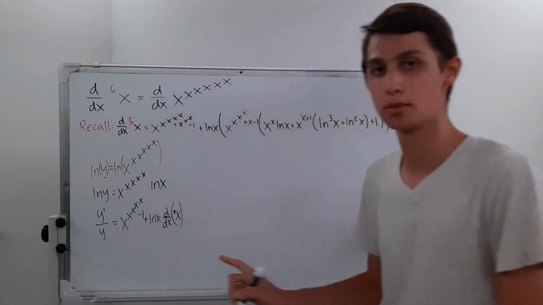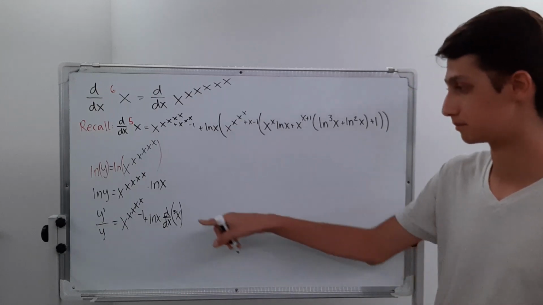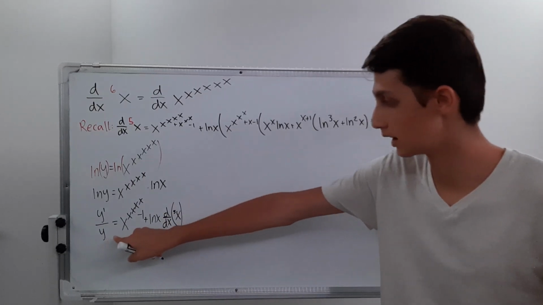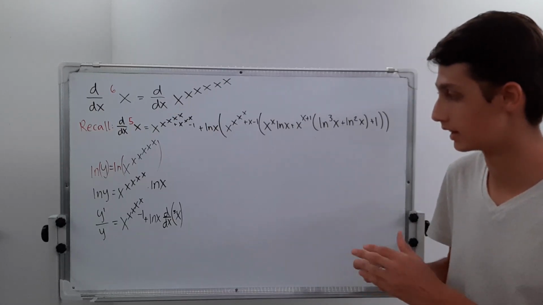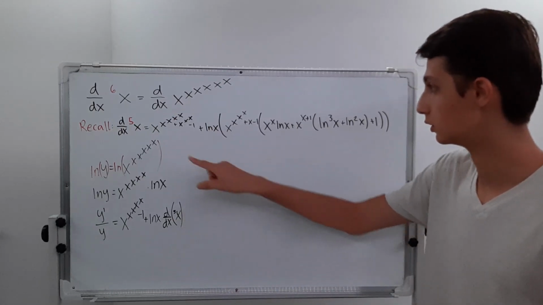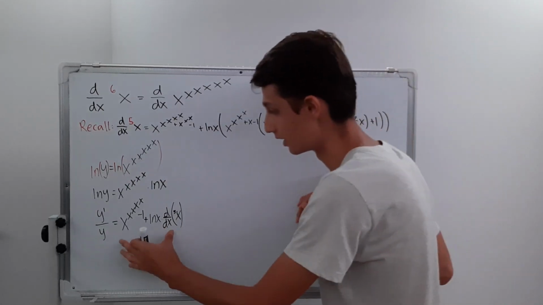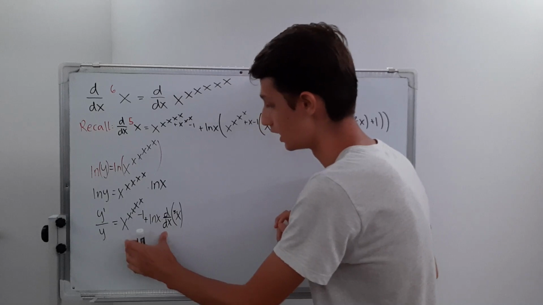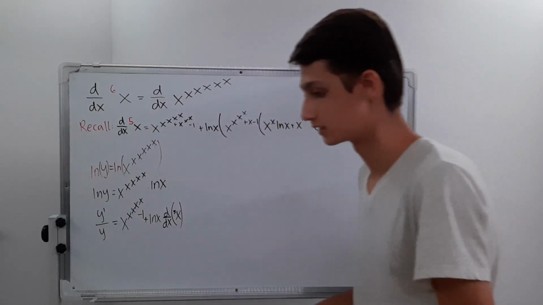Okay, so now the part that actually matters. We are going to multiply y on both sides to isolate our y prime. And then we're actually going to expand this using that. So that's where the bulk of this comes from. This is not really that much of a formula, but this is just this whole thing. So let's actually just do that.